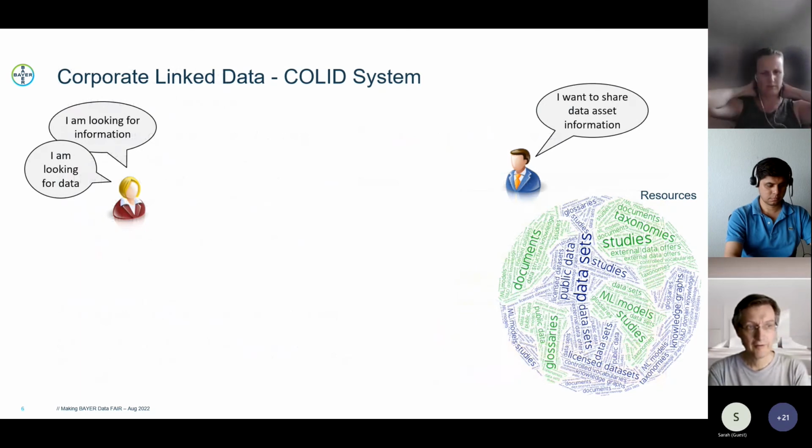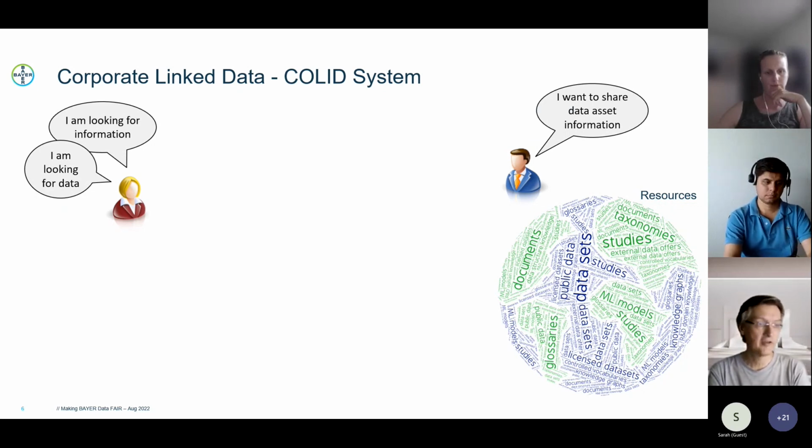So we have a lot of data, or we call them resources. That's not just database tables and things like that. It's also machine learning models. It's clinical studies, could be real-world evidence data, can be data that we bought, data that we produced ourselves. We have ontologies, taxonomies, glossaries, or anything that holds any value and can be used can be registered and made findable.